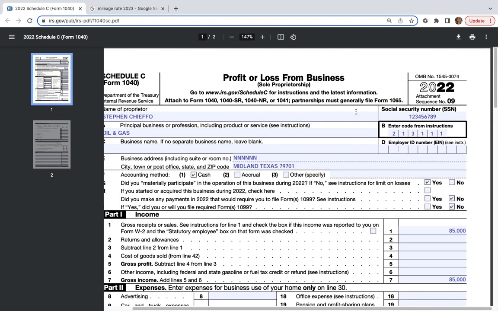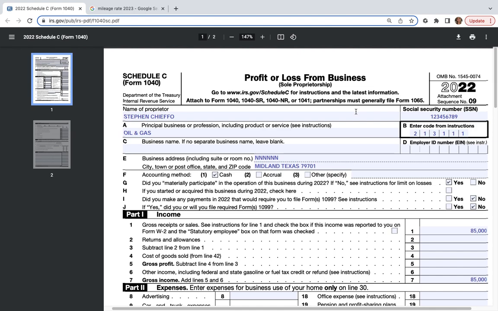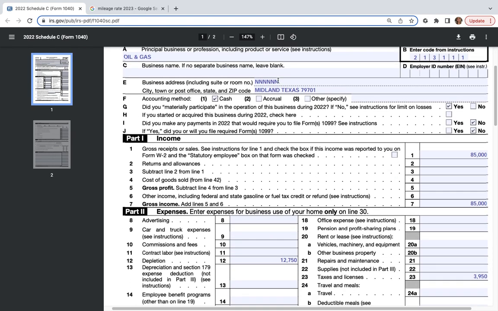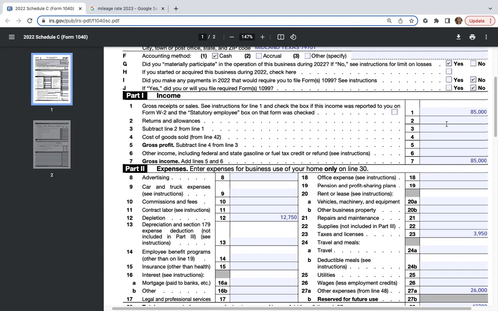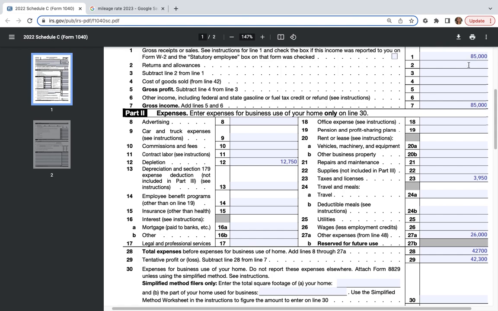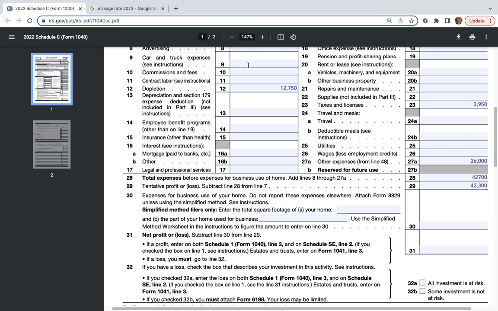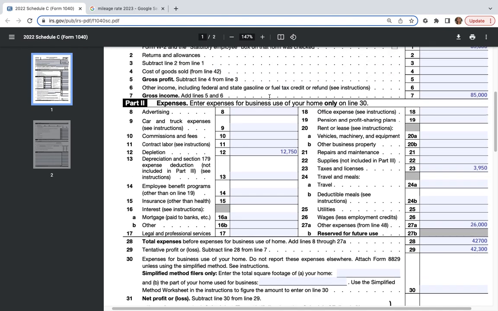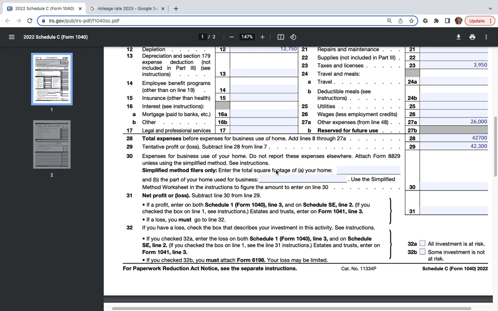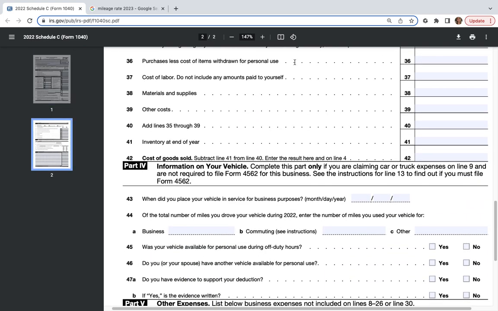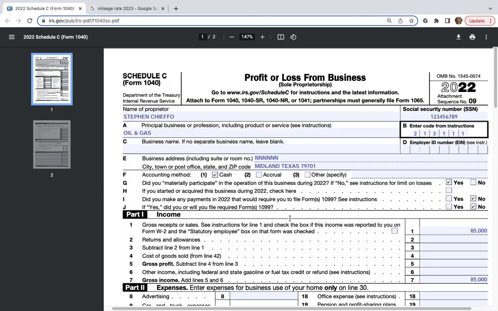But regarding Steven KFO and tax return number 4, the name, the type of business it is, enter the NAICS code, the social, the business location, the address, if he materially participates, if he issues 1099s, the gross income, all the expenses associated with it. Again, we calculated this with 15% of gross income, so 85,000 times 15% is cost depletion. And that's it for Schedule C.